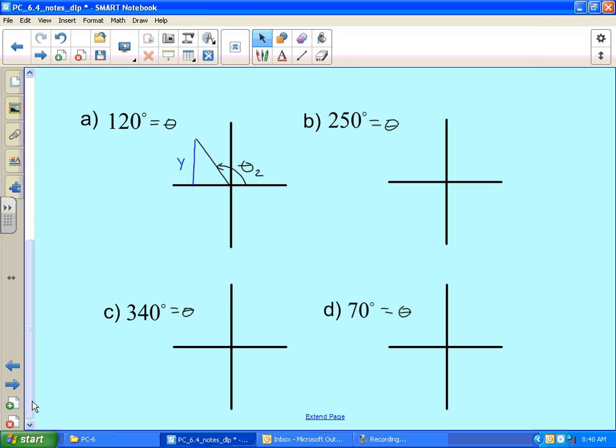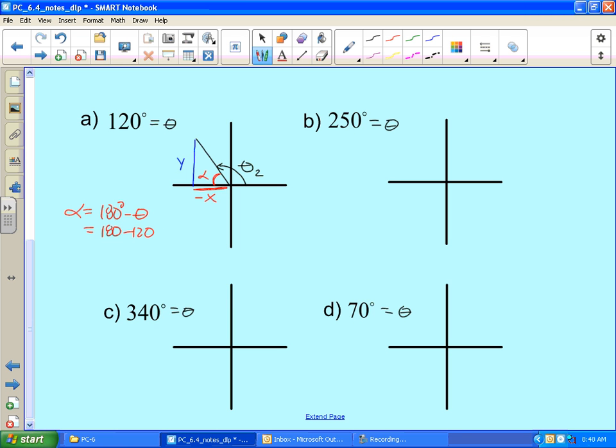We really don't need this to do the reference angles, but I want you to start thinking about triangles. And there is my angle alpha, the angle that I need to use to get back to the x-axis from wherever I am in whichever quadrant. And we know that our rule states that alpha is equal to 180 minus theta in quadrant 2. So we have 180 minus 120, or a 60-degree reference angle here in quadrant 2.